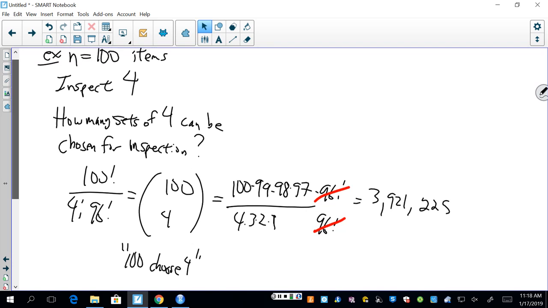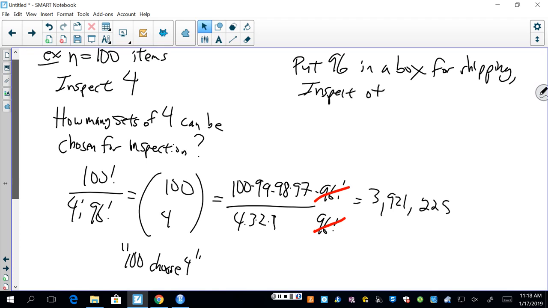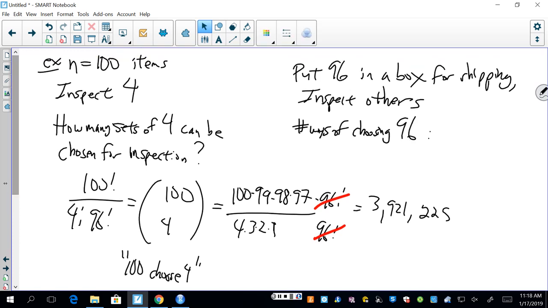Let's say that it's phrased differently. Put 96 in a box for shipping. Inspect the others. So how many ways are there of picking 96 objects out of 100 to put in a box? I'm not being careful about how I put them in the box. Just put them in there, I don't care what the order is. 100 choose 96. Is that difficult to calculate? It's a lot bigger.